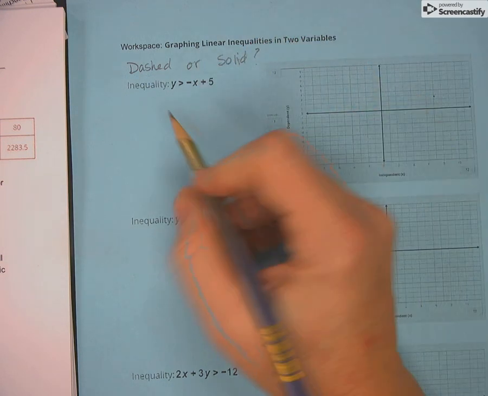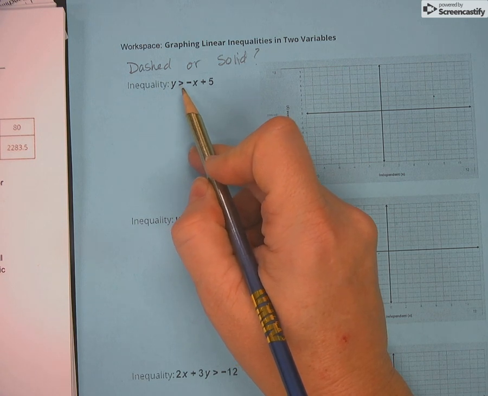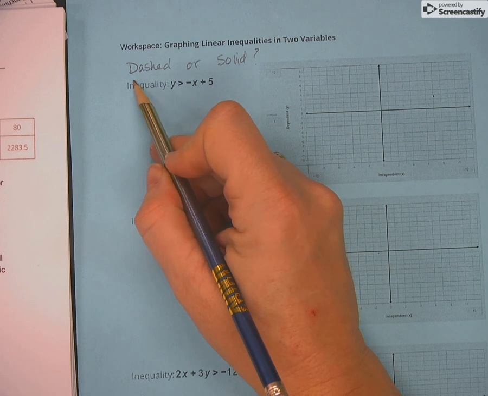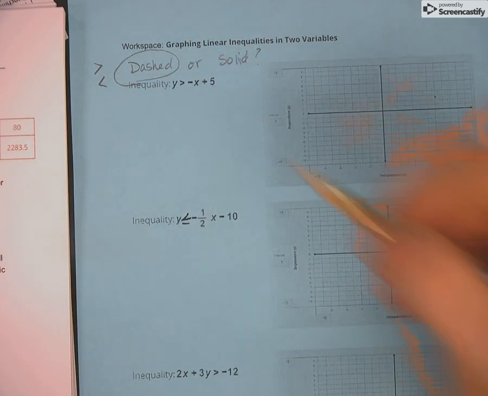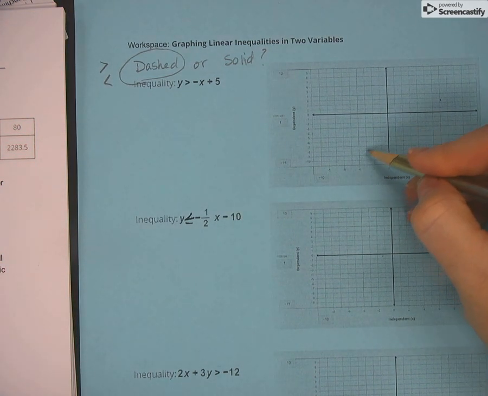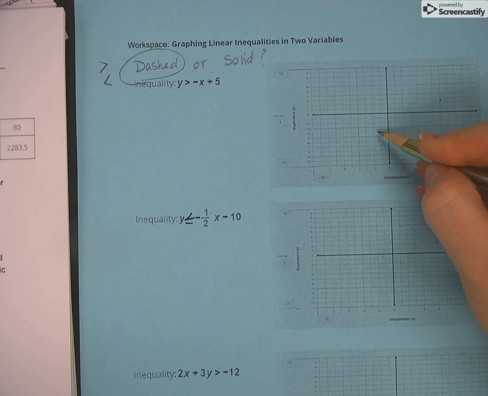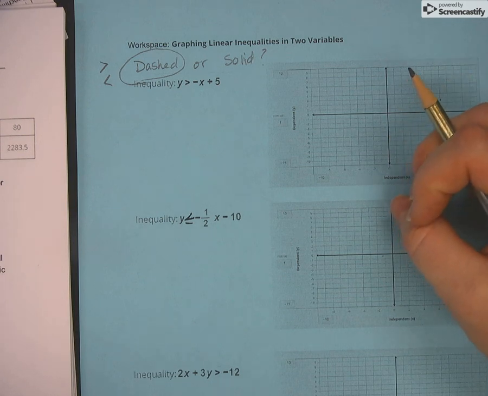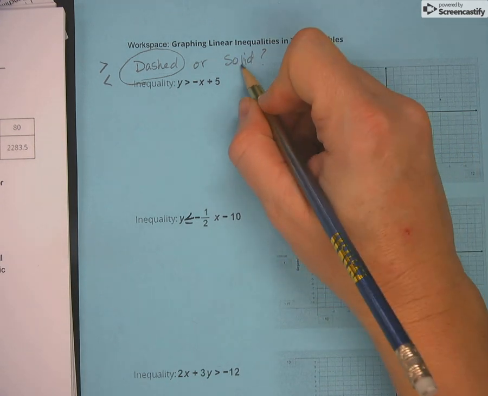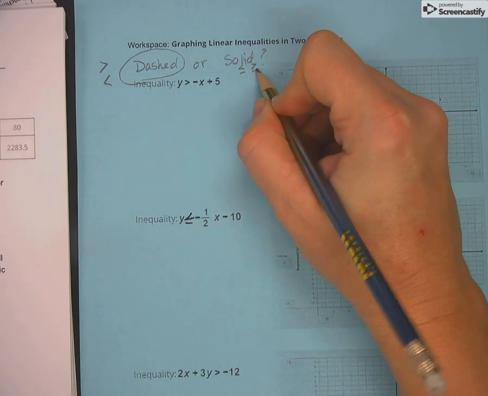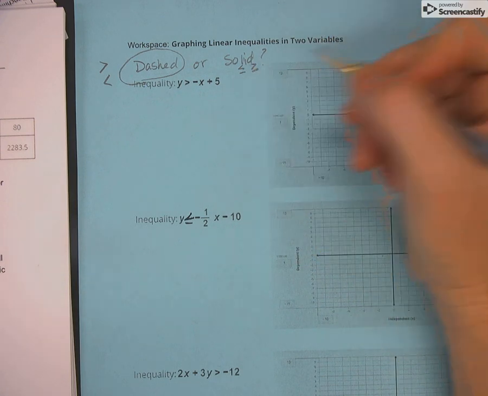So just to review, if the inequality is less than or greater than, without this equal to portion, it's going to be a dashed line. If the inequality looks like this or this, that means the actual line is not included in the solution, so we dash it, just like we would put an open circle when we don't want to include something. It's going to be a solid line if the inequality looks like this or like this: less than or equal to, or greater than or equal to.